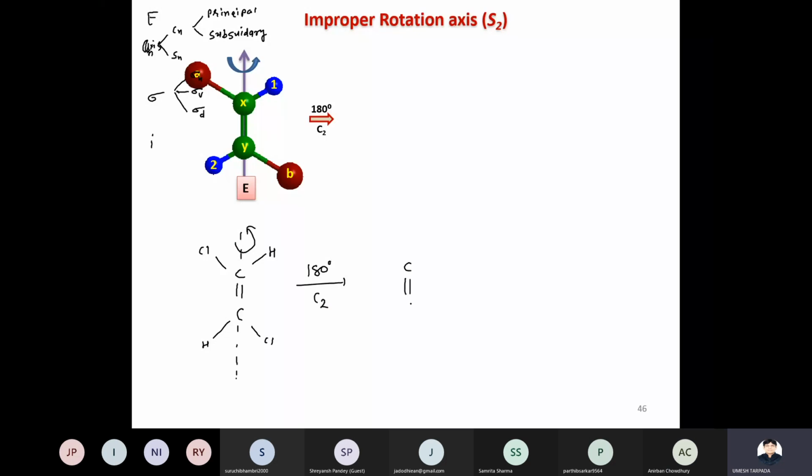These two structures are different. Here it's a Cl and here it's a hydrogen. Sorry, here it's a Cl and here you also get a Cl at the place of hydrogen, and on this side you have hydrogen and hydrogen. So these two structures are not equivalent, you are not getting the same structure. But this is only half the process, followed by reflection about the plane which is perpendicular to the principal axis.